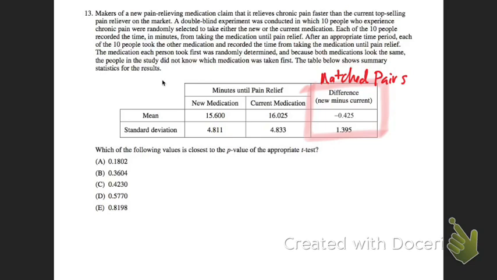pairs test. So this is my mean. I'm going to put X bar and S of my matched pairs, like of the difference. So it's asking me for the p-value. A matched pairs uses what kind of test in the calculator? A one sample t-test. So I'm just going to do a t-test in the calculator.